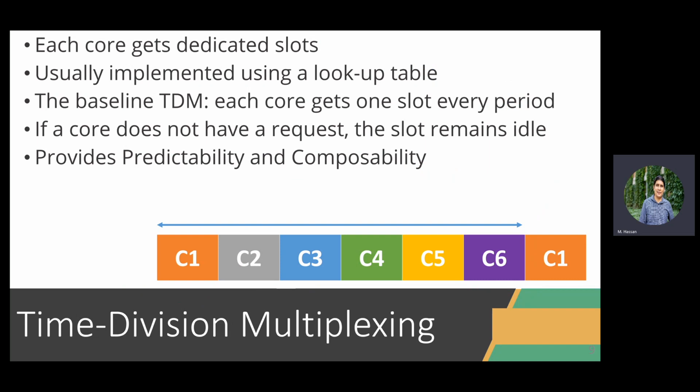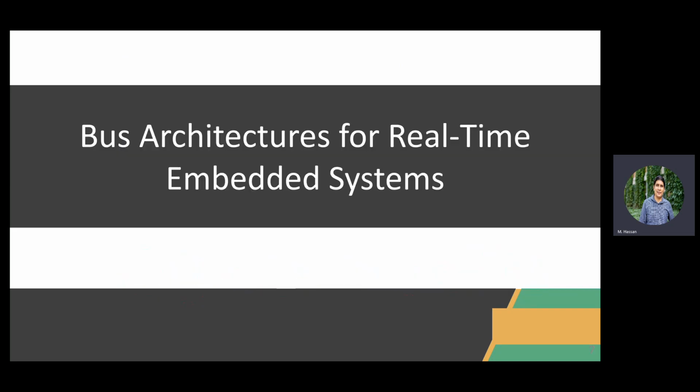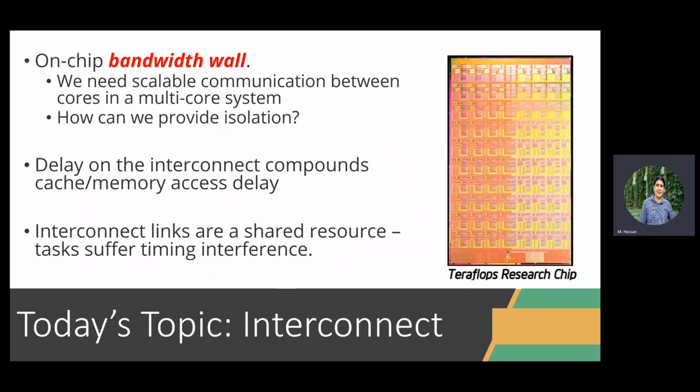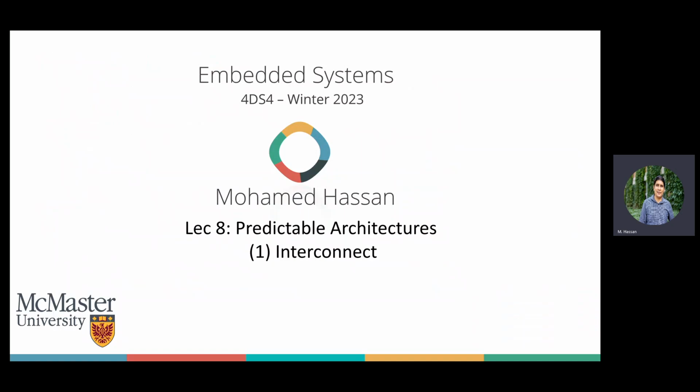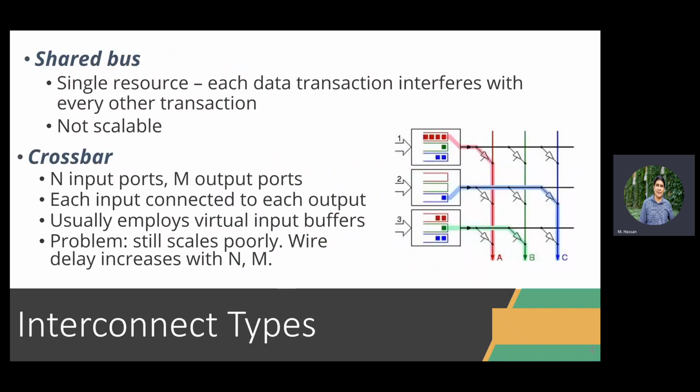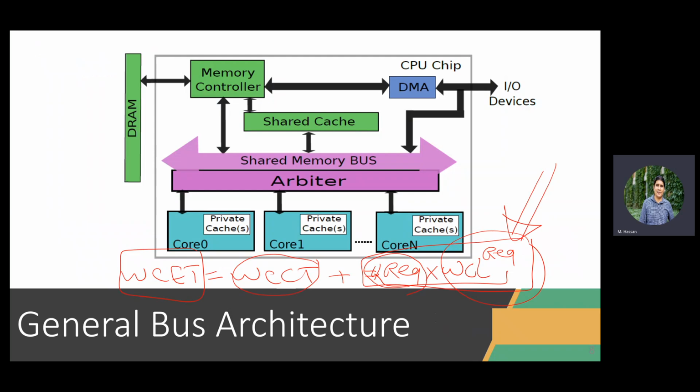In doing so, there are several predictable architectures for interconnect. Well, what do I mean by predictable? Predictable means the bus itself and the arbiter gives you a way to be able to derive this value. Well, is there a possibility that I'm not able to derive a worst case, an upper bound of the latency I suffer on the bus?